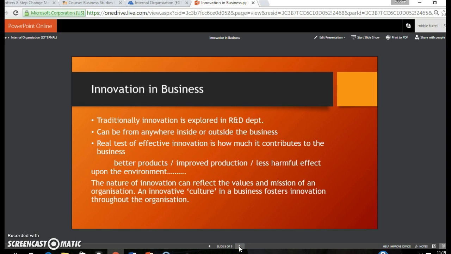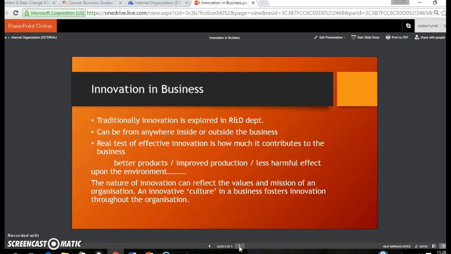So in business, traditionally it was always looked upon as the department of the R&D department, the research and development department. However, approaches in innovation have evolved so that nowadays innovation is sought out and looked for from anywhere inside or even outside of the business. The real test of effective innovation is how much it contributes to the business as a whole.